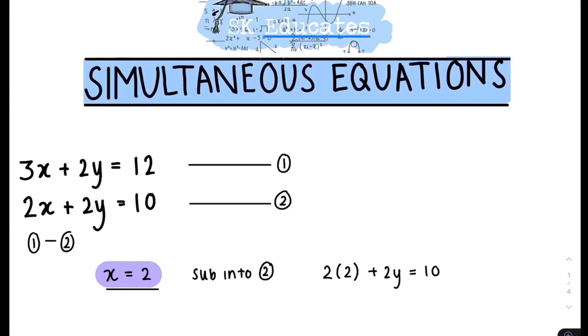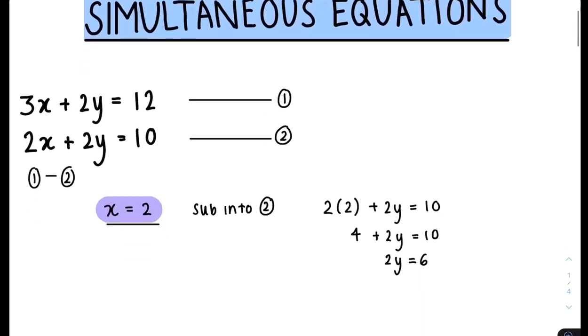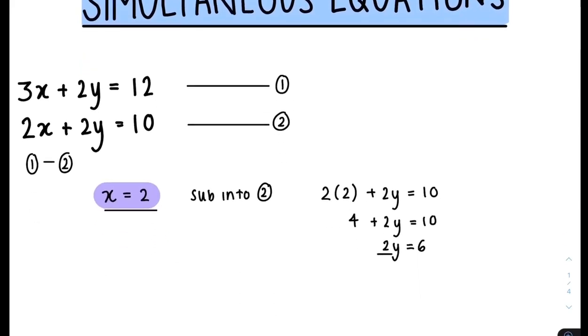So 2 times 2 is 4. 4 plus 2y equals 10. You move the 4 to the other side. It becomes a minus 4. 10 minus 4 is 6, so 2y equals 6. And then divide both sides by 2 to get y on its own. 6 divided by 2, y equals 3. And now you've solved for both x and y.